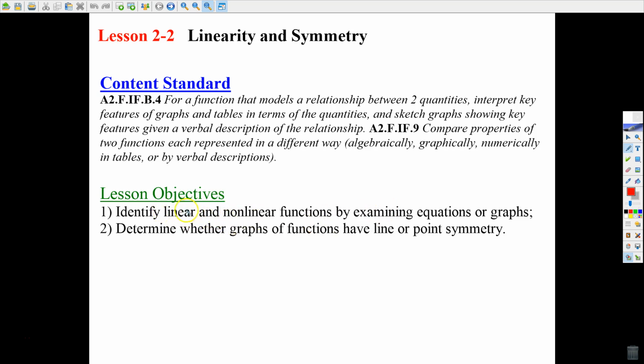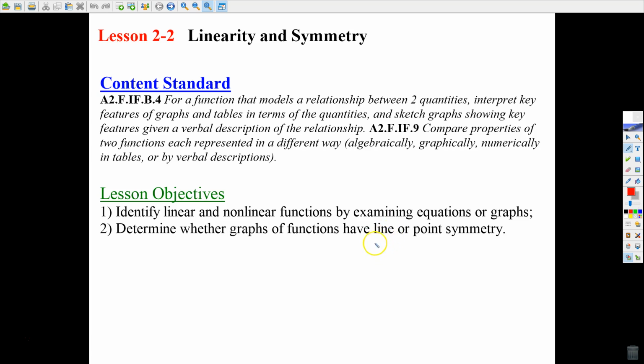In other words, does it represent the graph of a line, or is it nonlinear, which means it's the graph of something other than a line? Can you tell by looking at an equation or by looking at a graph? And number two, I want you to know whether or not a particular function has line symmetry.